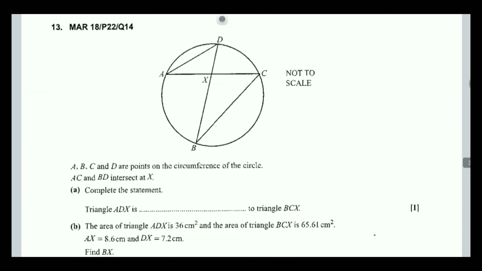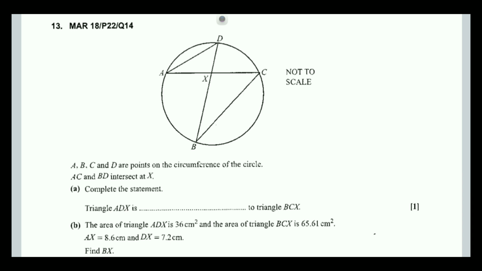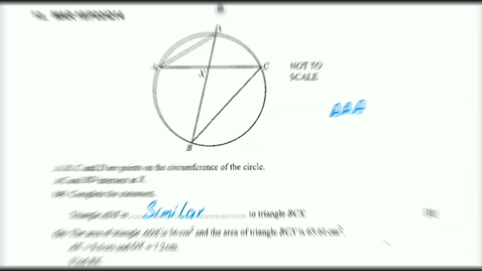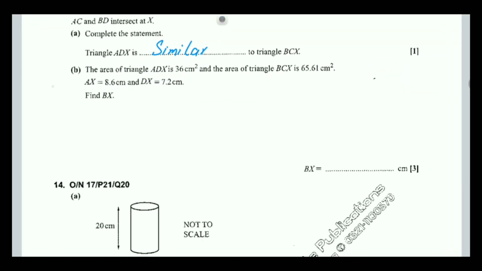So question number 13, triangle ADX is similar to triangle BCX. How is it similar? By angle. In both triangles, all three angles are the same. So it means these two triangles will be similar. This part you can do by yourself.